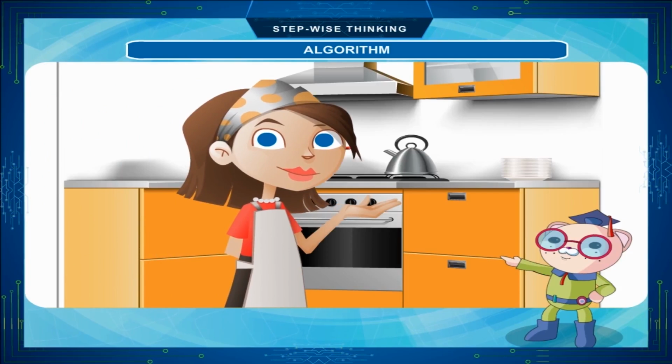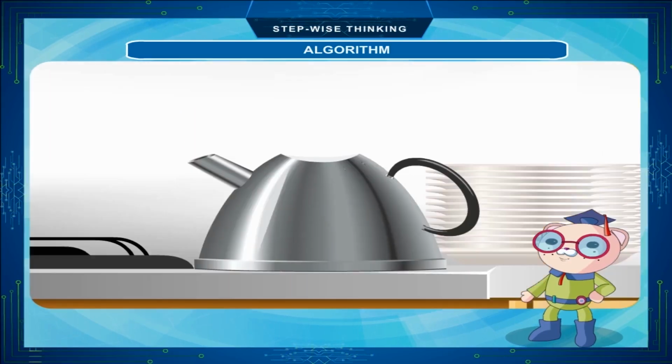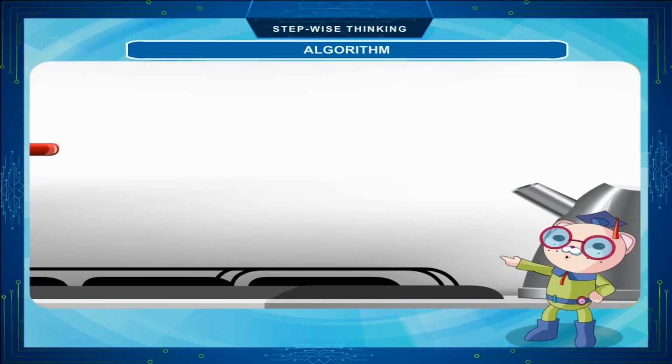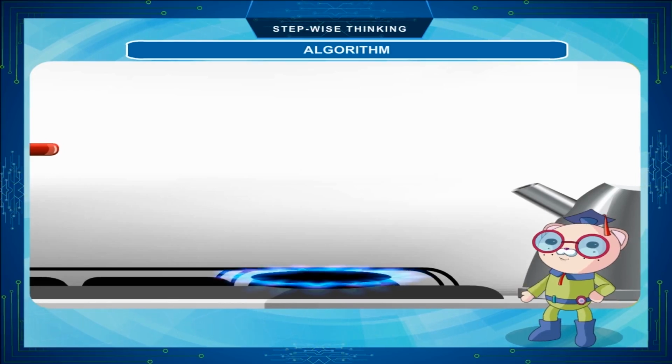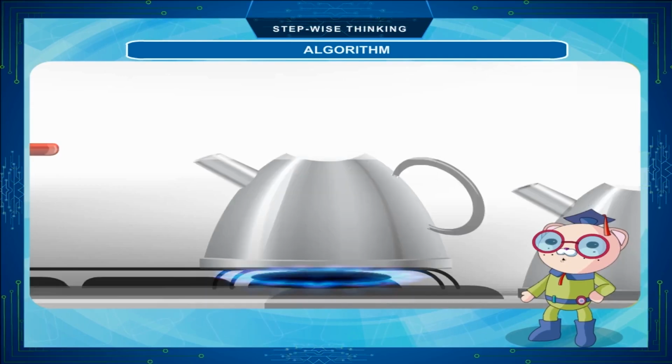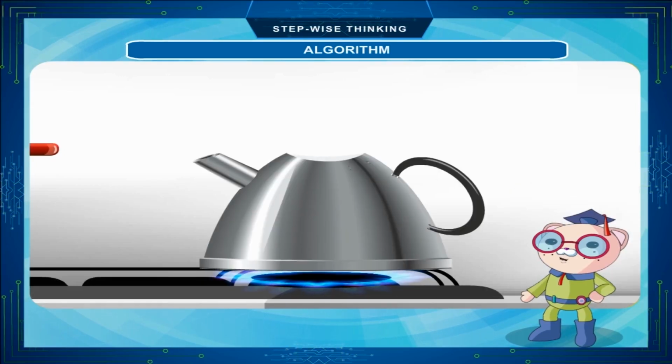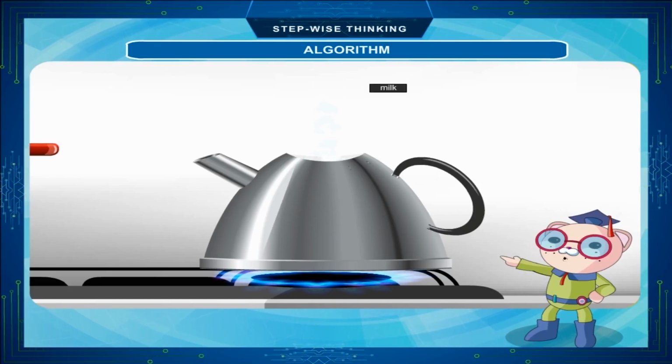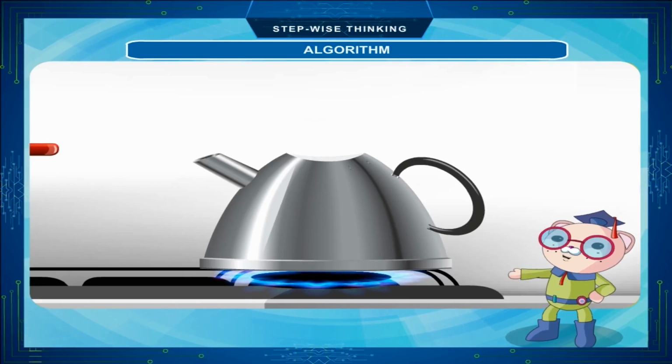Step 1. Go to the kitchen. Step 2. Take the required quantity of water in a kettle. Step 3. Turn on the gas stove. Step 4. Put the kettle on the gas stove. Step 5. Wait for the water to boil. Step 6. Put sugar, milk and tea leaves into the boiling water.